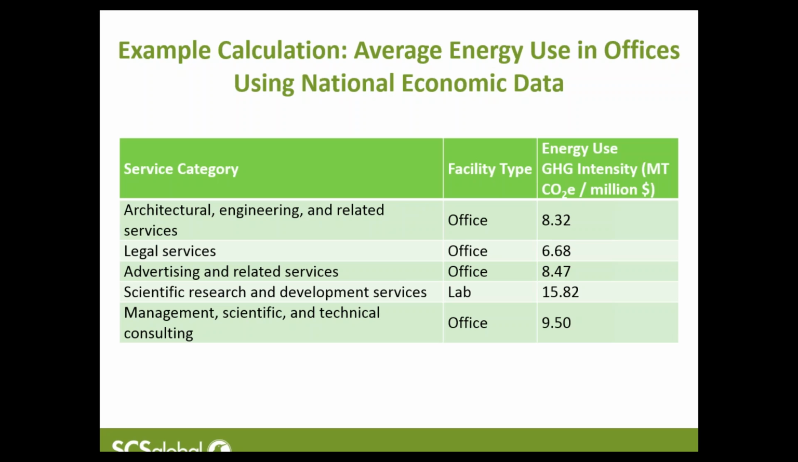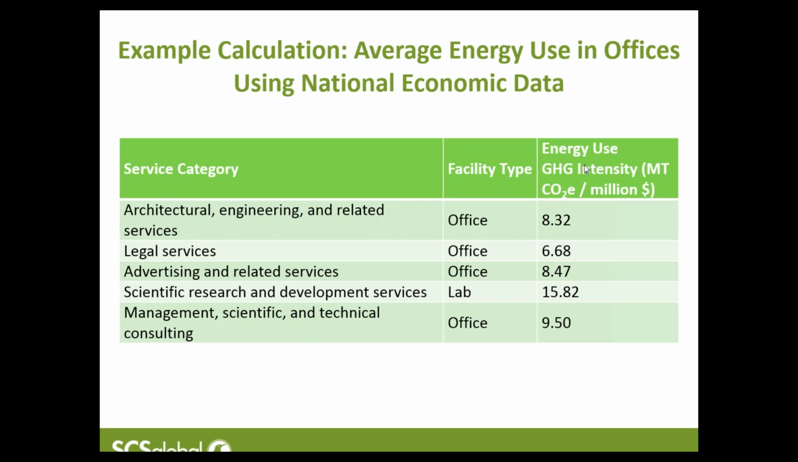So for this specific project, there were 5 service categories that were the most significant supplier categories for this client. This included architectural, engineering and related services, legal services, advertising and related services, scientific research and development services, and management, scientific, and technical consulting services. So you can see these were fairly straightforward to categorize by facility type into offices and labs in the scientific research and development.